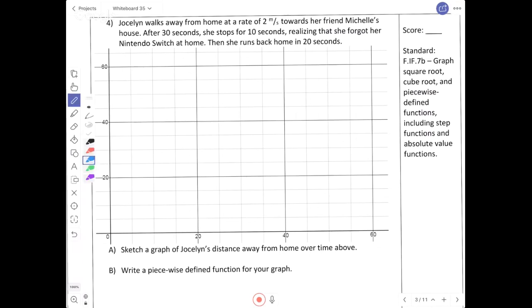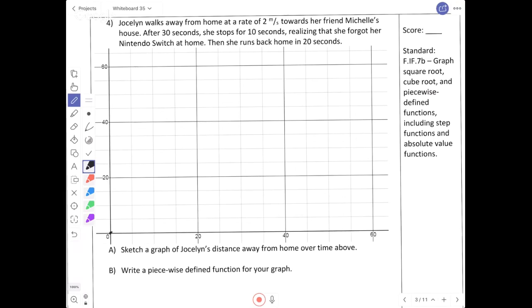Cool. So here I am on number 4, piecewise function. Jocelyn walks away from home at a rate of 2 meters per second towards her friend Michelle's house. After 30 seconds, she stops for 10 seconds, realizing she forgot her Nintendo Switch at home. Then she runs back home in 20 seconds. Sketch a graph of Jocelyn's distance away from home over time above, and then write a piecewise defined function for your graph.